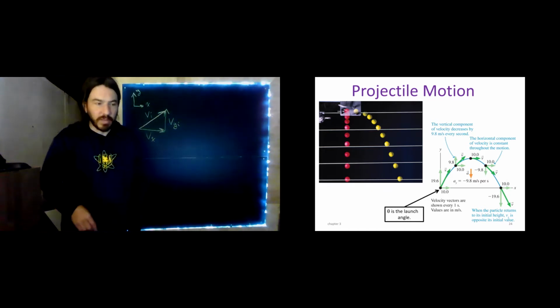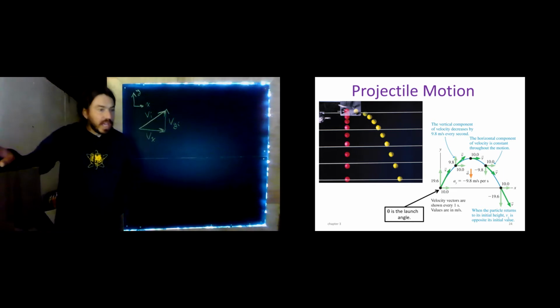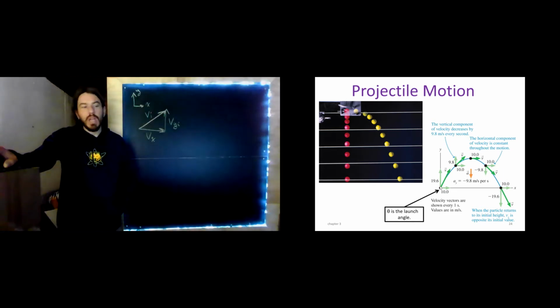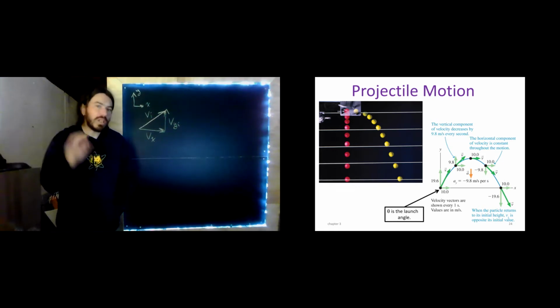Oh, I don't have room to do that in my basement. You'll have to trust me. Okay, so this is a ball that's been thrown much higher than I can do in my basement. And it's given an initial velocity such that the horizontal component is 10 meters per second and the vertical component is 19.6 meters per second. Well, what do we have?